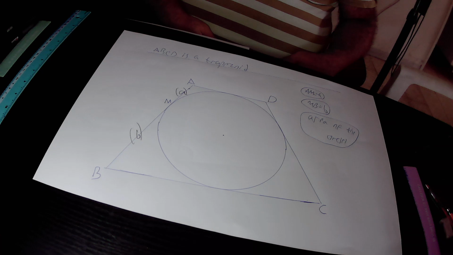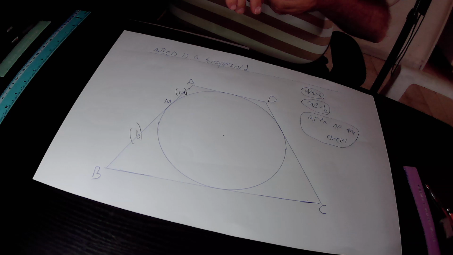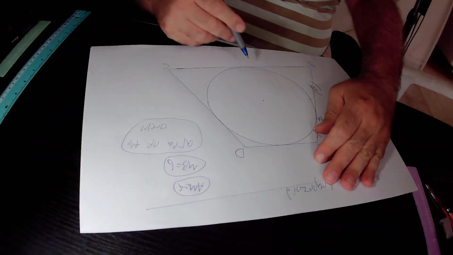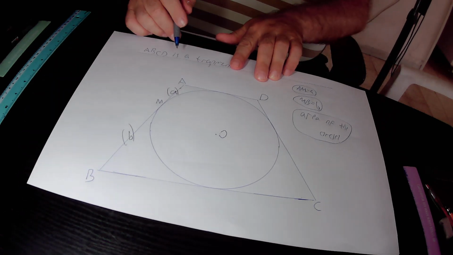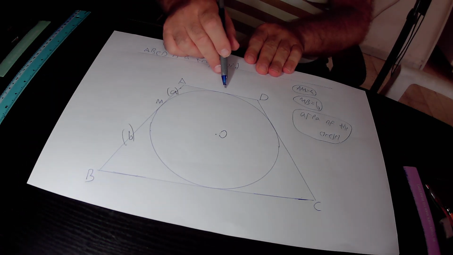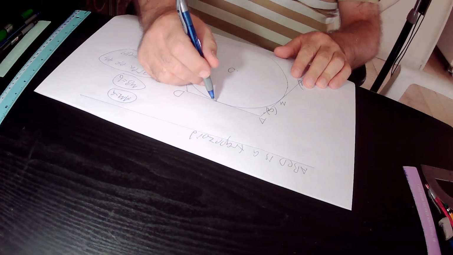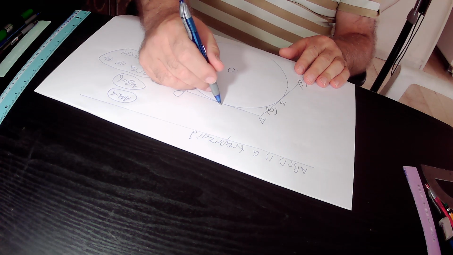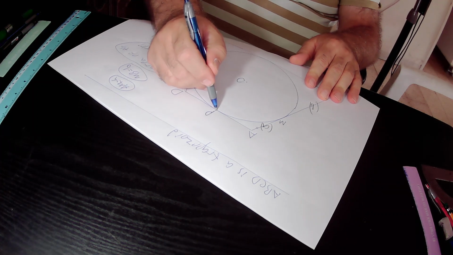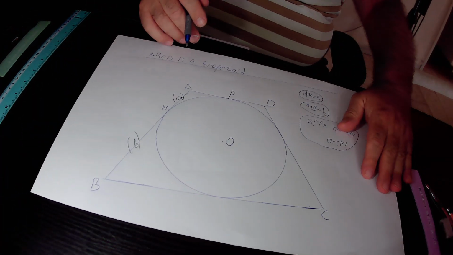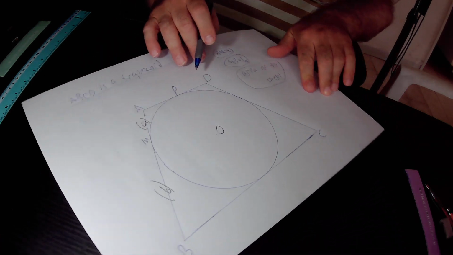So first of all, we define the center of this circle. This point is point O. We define the point of tangency of tangent AD with this circle. This point is point P. And we define the point of tangency of this tangent BC with this circle. This point is point Q.